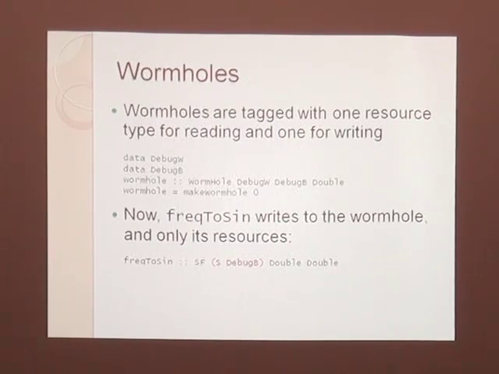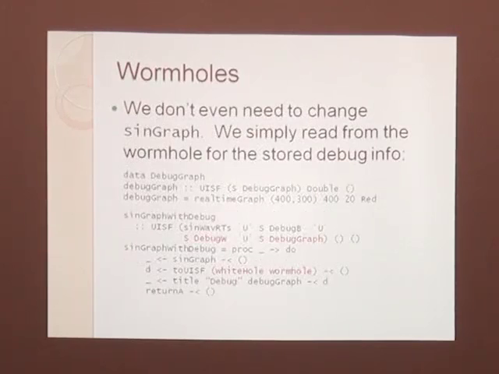So now it's marked as saying it's using the debug black hole, and it's kind of a note, almost like a comment to someone reading this, saying that there's some debug data in the black hole that's ready to be read if you want. So our old sine graph function totally still works now. It's got slightly different resource types, but the content of the program still works.